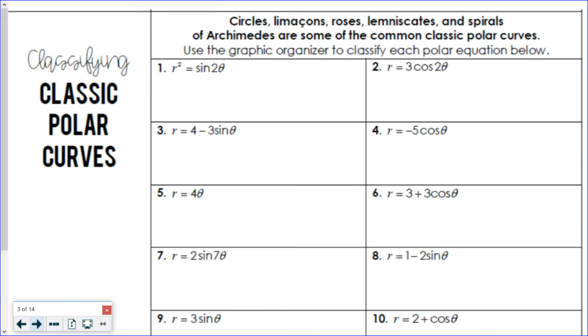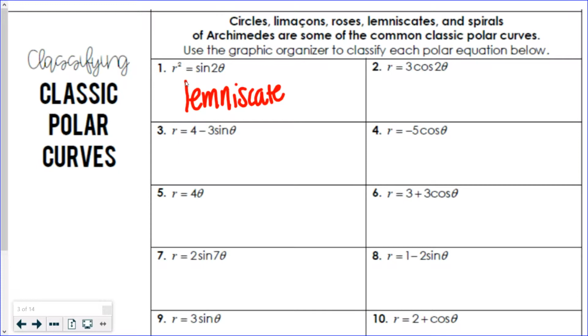All right, for number one, it's got an r squared in it. We know anything that's got the r squared is automatically a lemniscate. Then I'm going to look for number two.